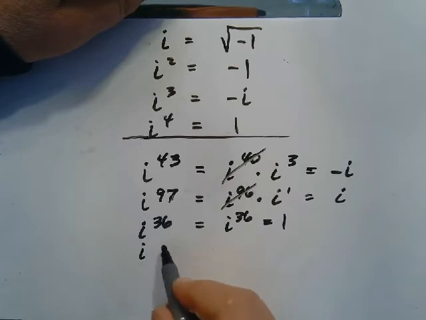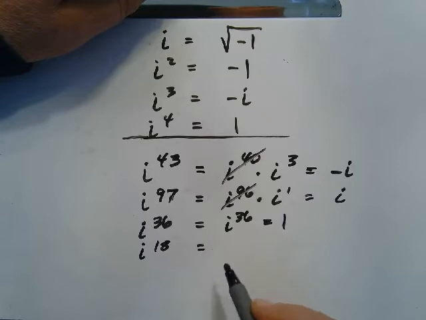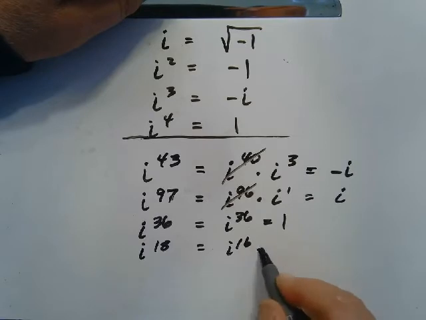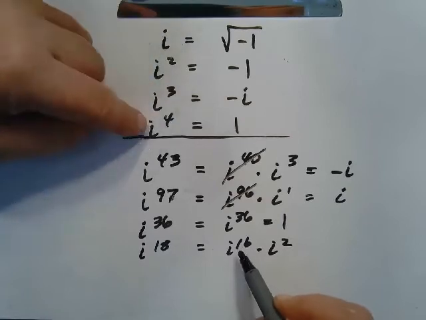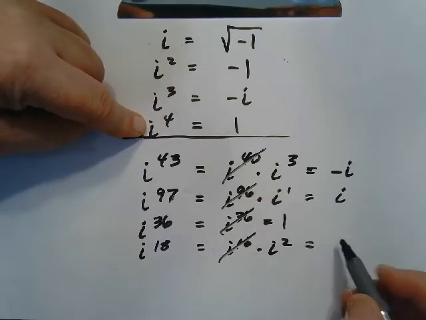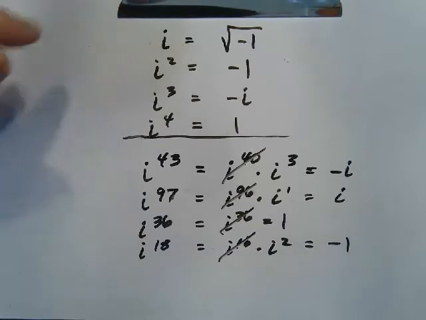Let's do another one. How about i to the 18th? Okay. Well, what's a multiple of 4 equal to or just less than 18? That would be i to the 16 times i squared. Well, that's a multiple of 4. It's the 4th multiple, so that just turns into 1. And I end up with i squared, which happens to be negative 1.